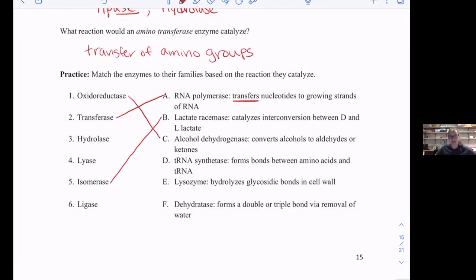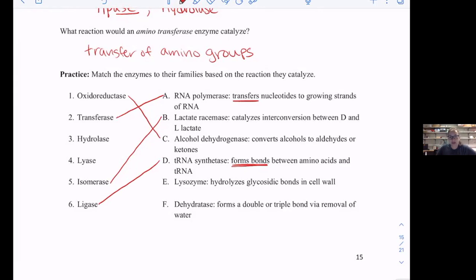Okay, tRNA synthetase forms bonds between amino acids and tRNA. So this one's a little tricky. We are forming new bonds. Forming new bonds, that is what we said were the keywords with a ligase. Remember, we're ligating, meaning we're forming new bonds.